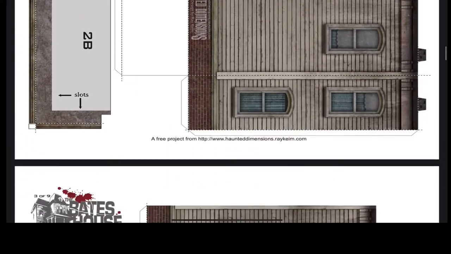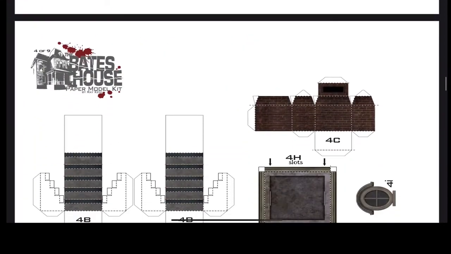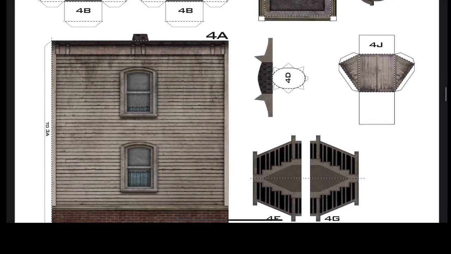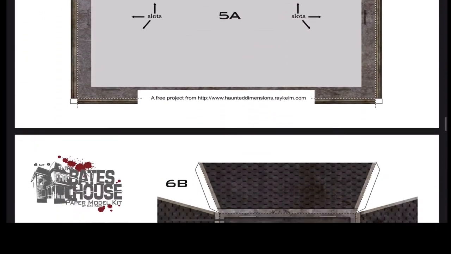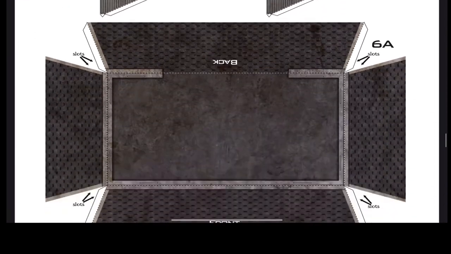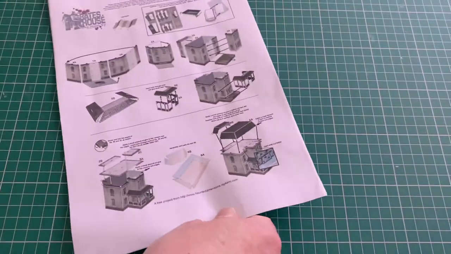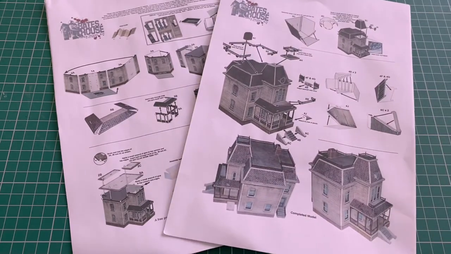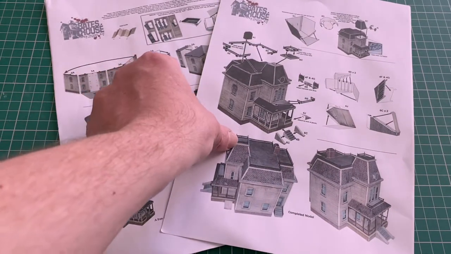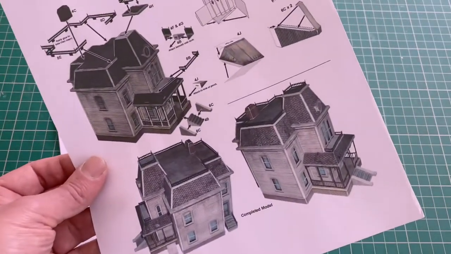For the purpose of this build, once the PDF has been downloaded, we're going to glue each section onto a further bit of card for extra strength and durability. So we're now good to go. We have all our instructions printed. We've strengthened our model parts onto double stacked card, so we're now going to follow the instructions and start the build.